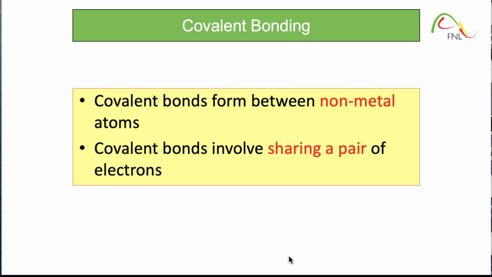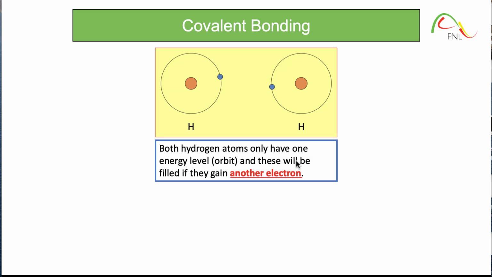Okay, let's focus now not on ionic bonding but on covalent bonding. These are two really key points. First of all, covalent bonds form between non-metal atoms. You never get covalent bonds between metals and non-metals. It's always between non-metals. Also, covalent bonds involve the sharing of a pair of electrons. So rather than transferring electrons from one to the other, they simply share. So two key points: covalent bonds form between non-metal atoms, and covalent bonds involve sharing a pair of electrons. Let's have a look now at some examples.